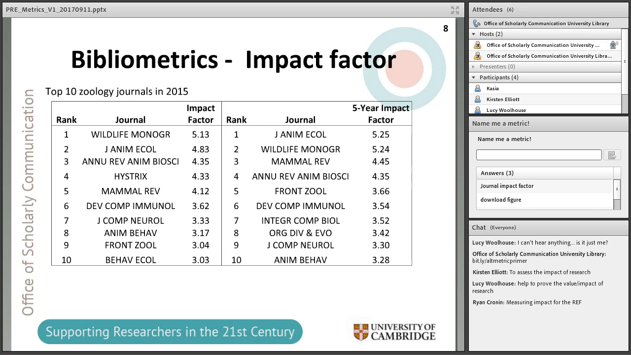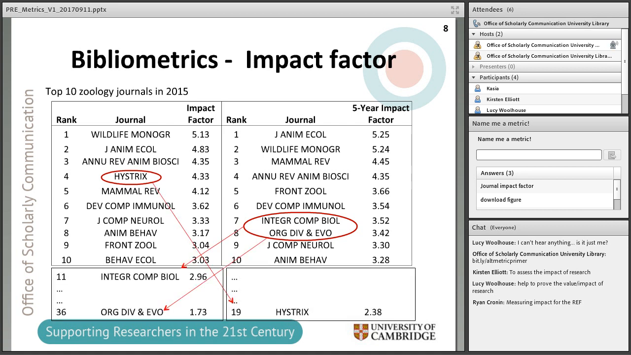More or less the same journals are within the top 10 on both sides of the table, but there are some quite interesting differences, I think, in the journals highlighted on the table. If we look at Hystrix, which is number 4 in the 2-year impact factor, in the 5-year impact table it falls to number 19, which is quite a big drop. And Integrative and Comparative Biology and Organisms Diversity and Evolution, I think it is, score number 7 and 8 on the 5-year impact factor, and they drop down to 11 and 36 if you just look at the 2-year impact factor.